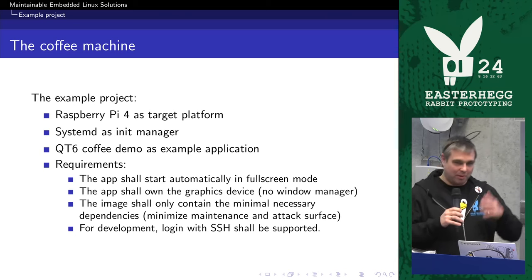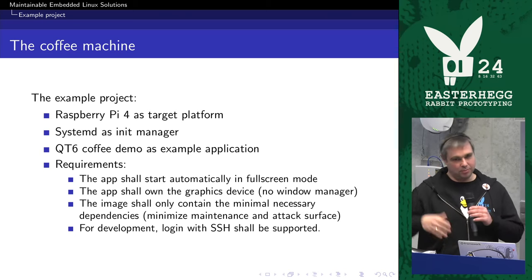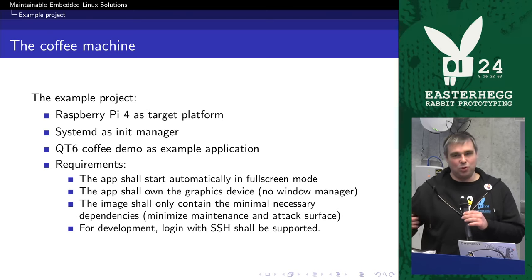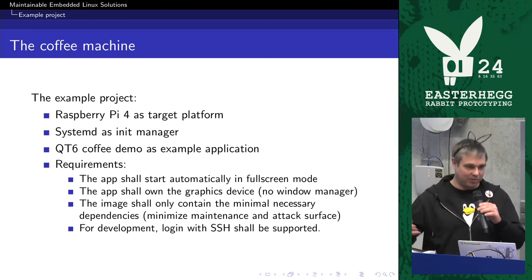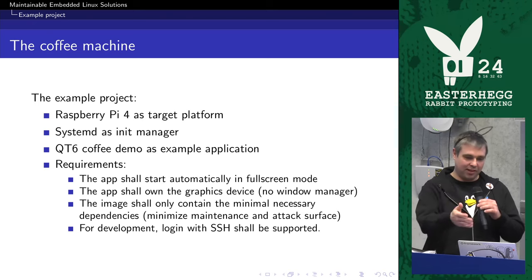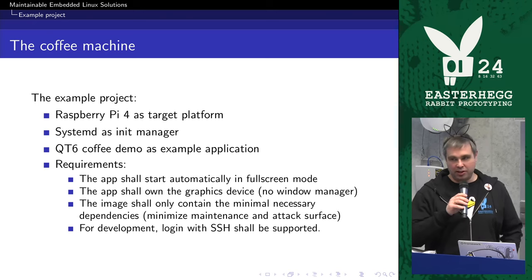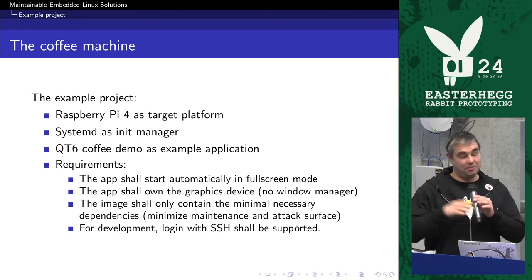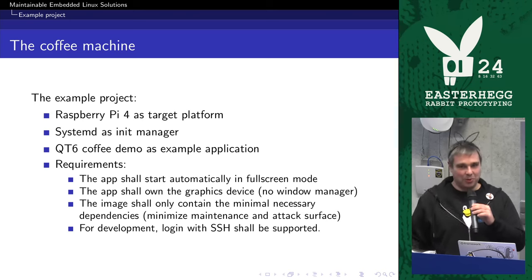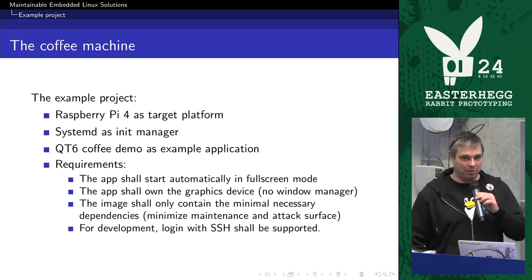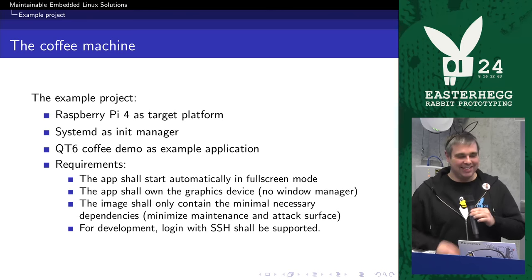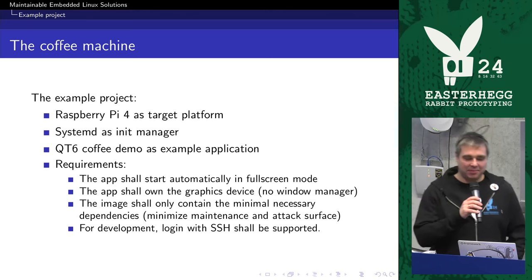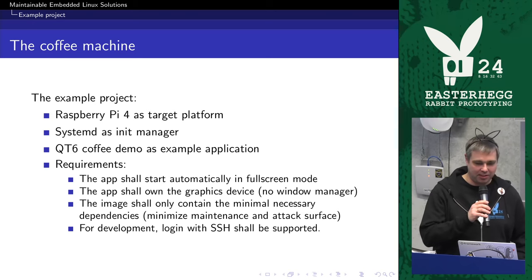And if you remember the very beginning, if you want to use Linux, you should have a reason to use Linux and not something smaller. So for us, the reason is, okay, we have a complex UI. We want to use Qt 6 here in an embedded long-running context. So the Qt 6 coffee machine example fits this profile. And that's the reason why this is our example project.